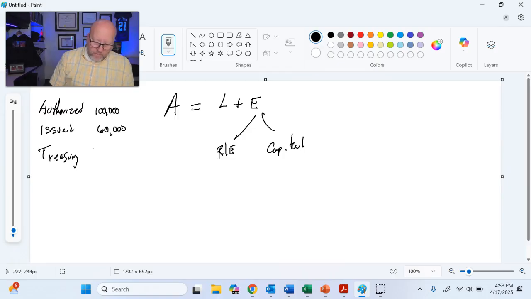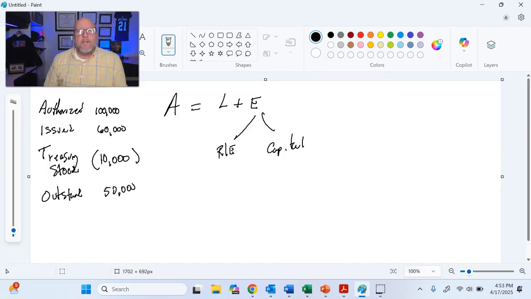And treasury stock is a contra equity account, and so it lowers my equity, right? So we can think of this as a negative number. And therefore, the shares outstanding are going to be 50,000 shares. It'll be the 60,000 shares that I have issued, less the 10,000 shares that I have in treasury stock.